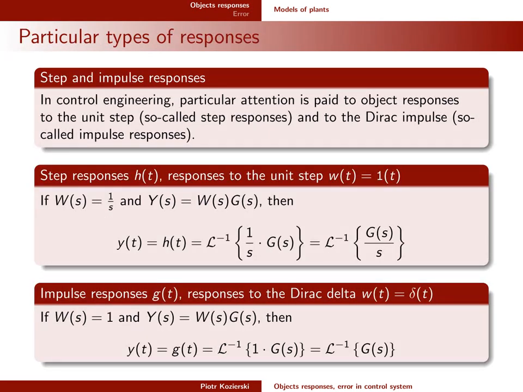If the input signal is a unit step, the response of the object is called a step response, whereas if the input is a Dirac impulse, then the response is called an impulse response. One can use the formulas provided here, but one can also derive them each time. I prefer the latter so that I can remember fewer things.